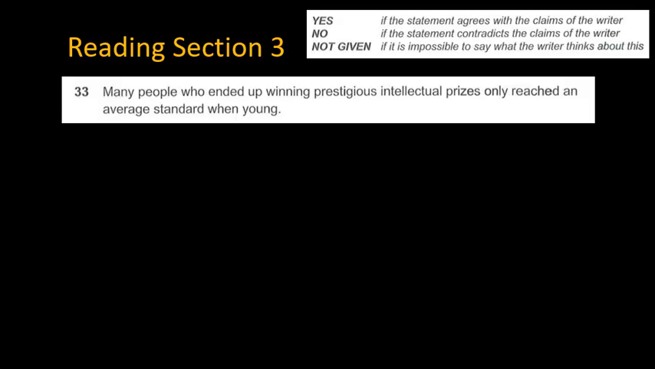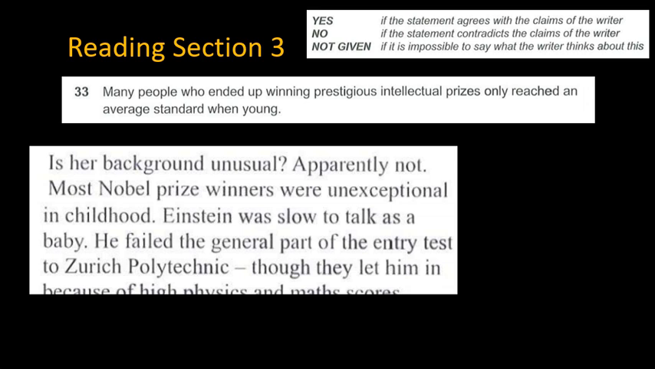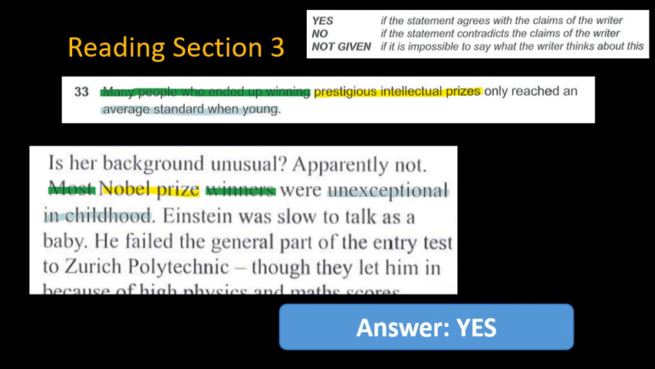So start with 33. Many people who ended up winning prestigious intellectual prizes only reached an average standard when young. Let's have a look at this here. So many people who ended up winning. We've got the phrase most winners. And prestigious intellectual prizes, the Nobel Prize is an example of that. Average standard when young, unexceptional in childhood. So this is starting to sound quite similar in many ways, so we'll go with yes. That statement does agree with the writer's claim.